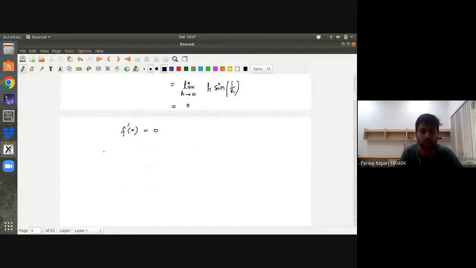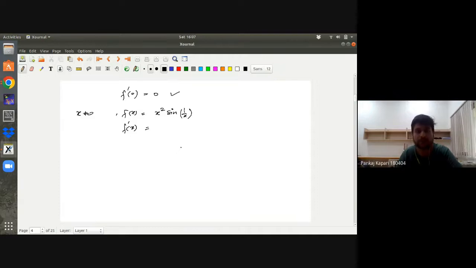Now, because we also have to show that f prime is not continuous at 0, we have to find f prime of x. If x is non-zero, f of x is x square sine 1 by x. So f prime of x we can simply find by differentiating this function, because it is well defined whenever x is non-zero. When x is 0, we have already got our derivative. After differentiating, we use the product rule. This is our first function and this is our second function. Differentiating the first function, we get 2x.